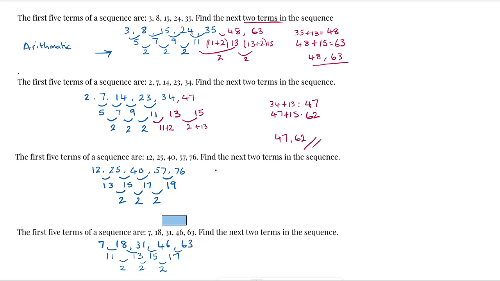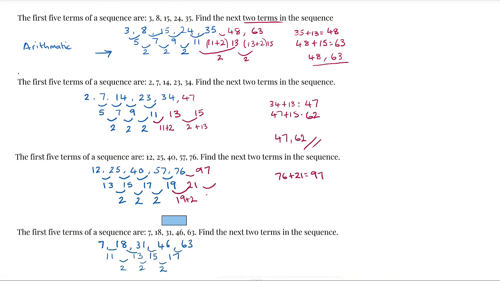Done it again. Find the next two terms in the sequence. So the next two, then, it's not always 2, by the way. It's just how I've written the questions. I just wanted it to be repetitive for you to understand. So the next two terms are 2 plus 19, which is 21, added to 76 equals 97. So our next term is 97.